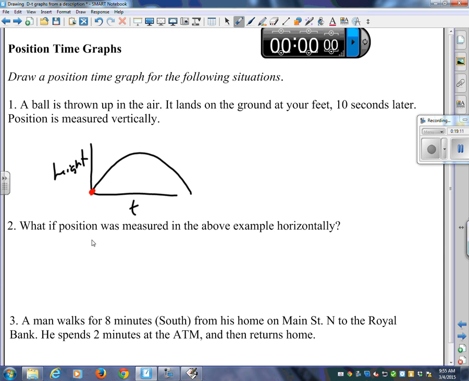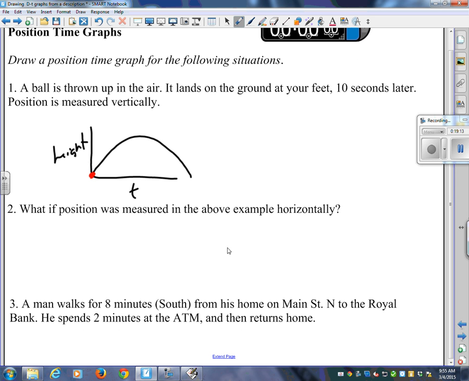What if position was measured in the above example horizontally? I didn't measure the height, I measured the left and right. When you throw something straight up, how far sideways does it go? It doesn't go anywhere. What's it going to look like? We're measuring horizontal distance from you. It'd be a flat line at 0. Well done. Not an easy one. Flat line at 0, because we're measuring the distance away from you, and I throw it up, right? The entire time it's still 0.